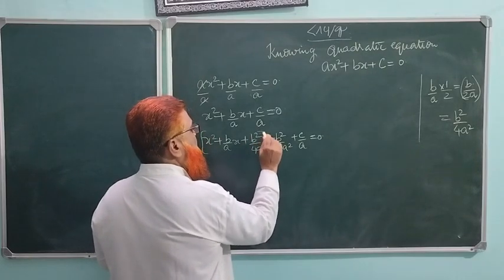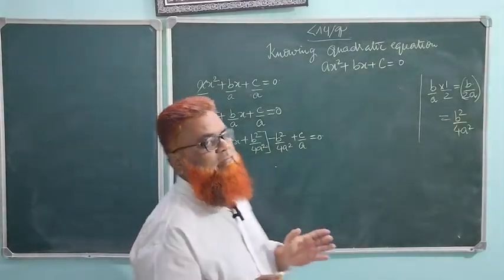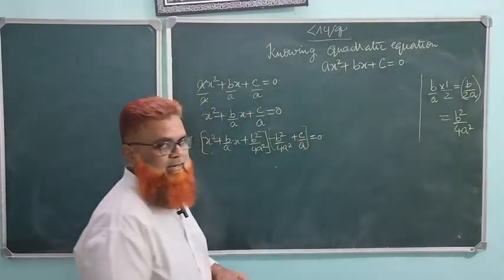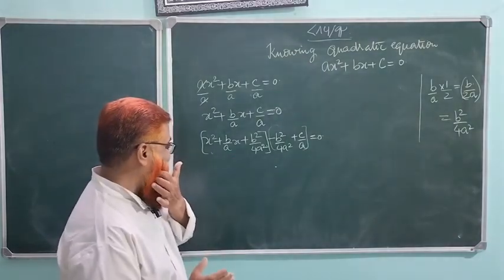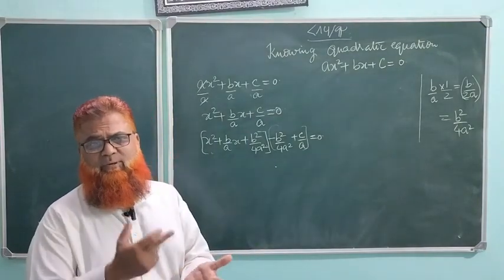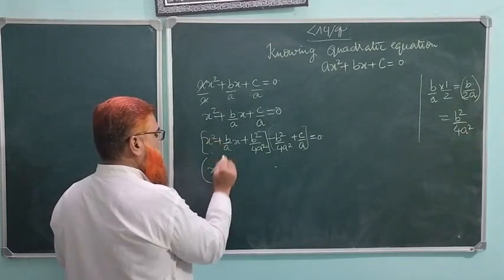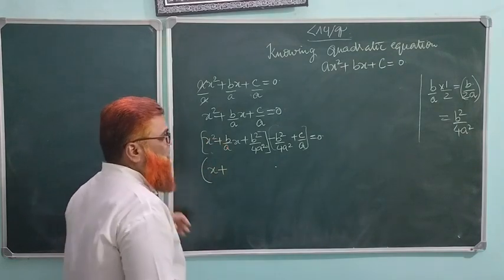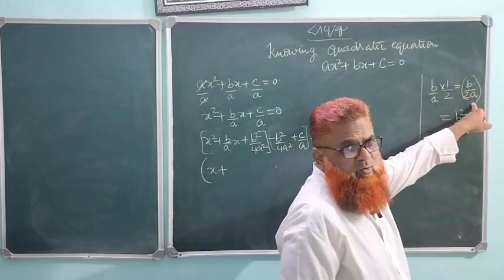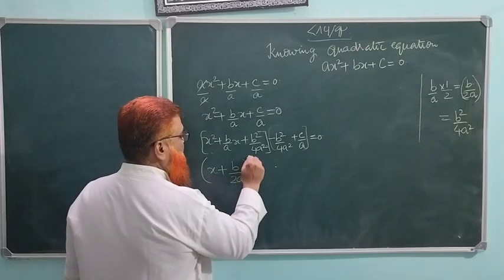I group all the positive terms as one group, that is x square plus b by a x plus b square by 4a square, and this other one is another group. For understanding purposes, you have to make a complete square. Complete square means a plus b whole square, of the form a square plus 2ab plus b square. So I take a trick: x square is x, the next sign is plus, the coefficient of x is b by a, and after multiplying with half we obtain b by 2a. Write that product b by 2a here and square it.